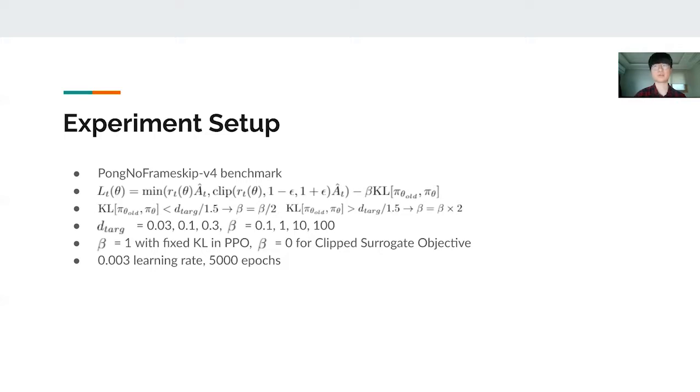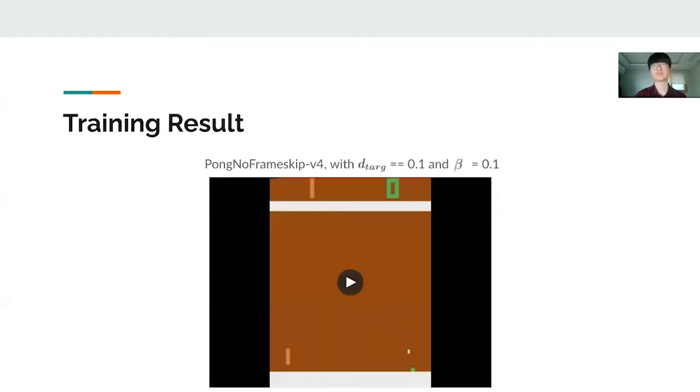We tested with various values for two parameters, target KL and beta. Additionally, we compared the algorithm with the original ones, fixed KL and clipped surrogate. Any other parameters, like learning rate and epochs, are the same as in the paper. The training was successful. Our algorithm with one of the best parameters results in this video. So in this video, the parameters are 0.1 for target KL and 0.1 for beta.